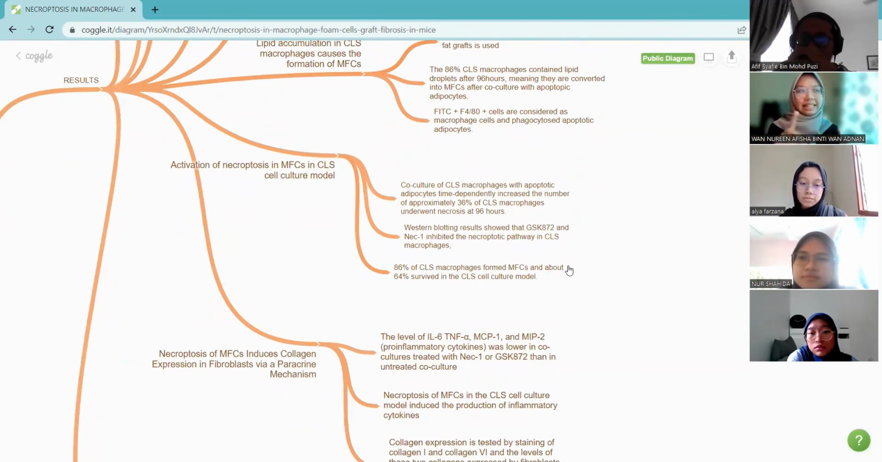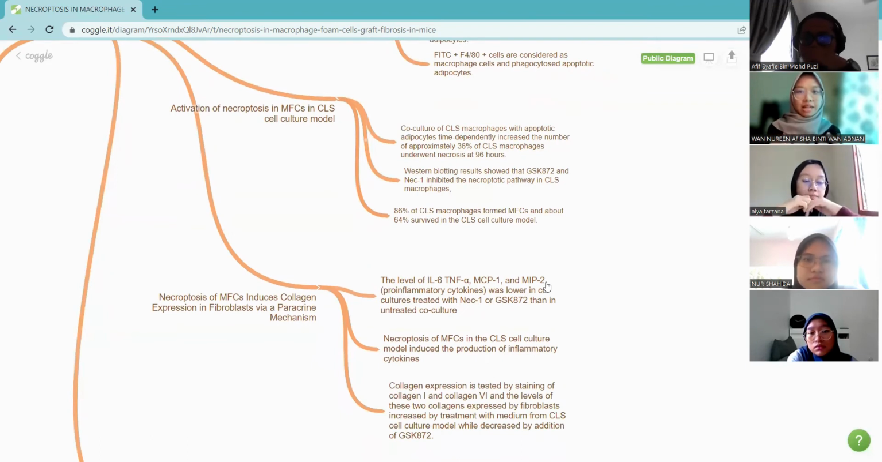And then 86% of CLS macrophages actually contain lipid droplets after 96 hours of incubation, meaning they are converted into MFCs after co-culture with the apoptotic adipocytes. In the study, we used FITC plus F4/80 cells, and they are considered as the macrophage cells. And it showed that they phagocytose the apoptotic adipocytes. And next, the activation of necroptosis in MFCs.